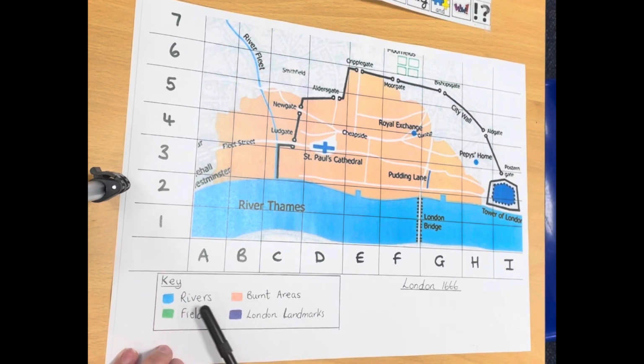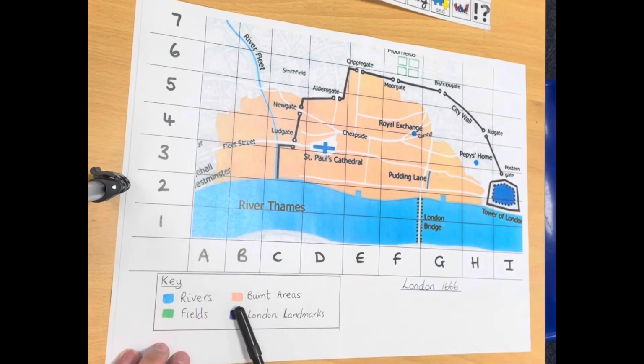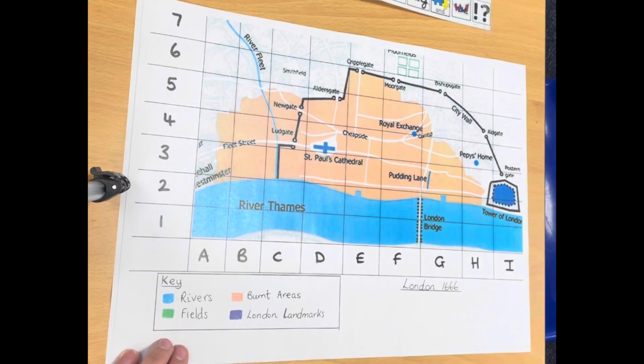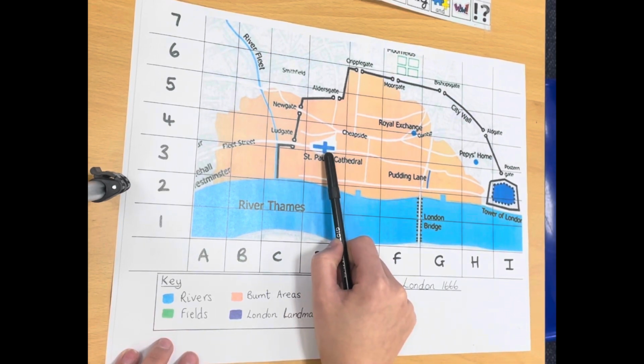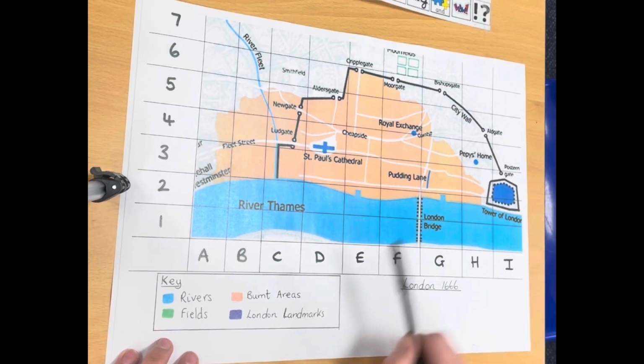Here is our key. The blue area is the rivers. Does anybody know what the name of the river is in London? That's right, the River Thames. The green areas on the key represent the fields. The pink area on the key represents all of the areas that were burnt by the Great Fire of London. And the dark blue represents the different London landmarks, so the different key places within London at the time. So we've got St Paul's Cathedral, the Royal Exchange, Pudding Lane, Samuel Pepys's home, and the Tower of London.